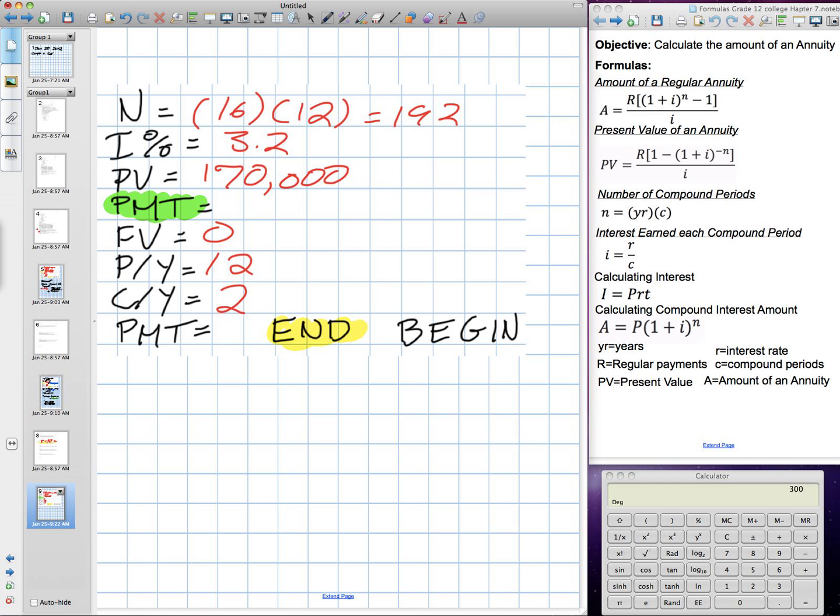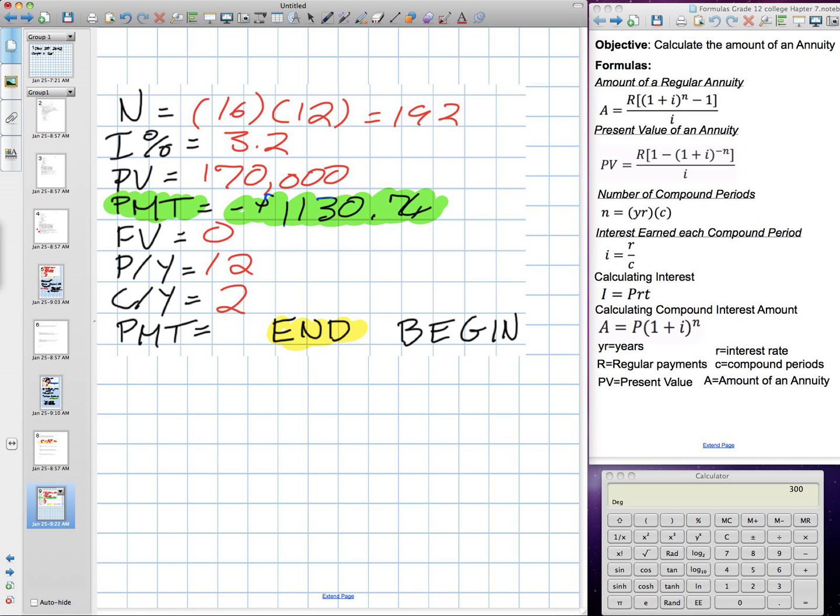Semi-annually, which is how many times a year? 2. Good. Important to know that. Good knowledge in case the bank ever tries to get you to have more. Okay, so we have all this information. We highlight PMT and you hit alpha enter on your calculator.